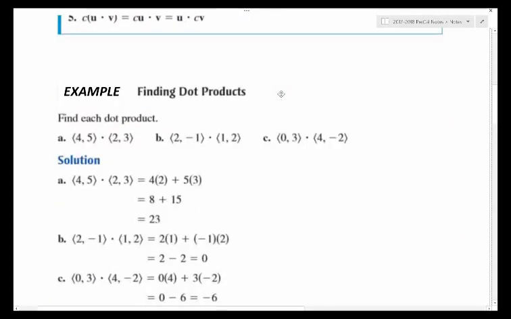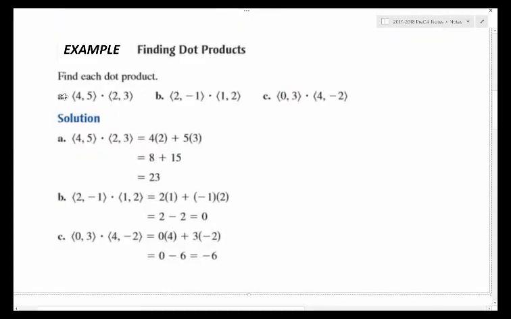So finding the dot product, find the dot product of each of these. The dot product of vector 4, 5 with 2, 3. The first two terms are 4 and 2. 4 times 2 is 8. The next two terms are 5 and 3. 5 times 3 is 15. Add them to get 23. First term times first term plus second term times second term.